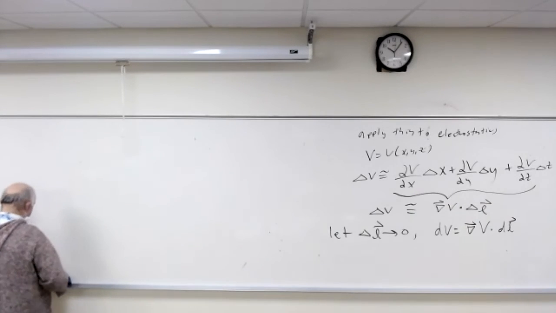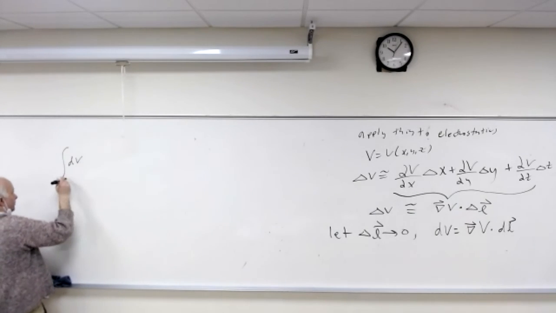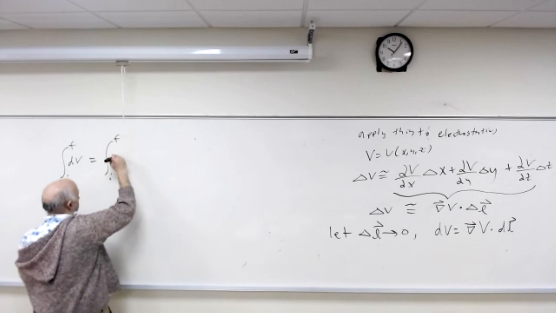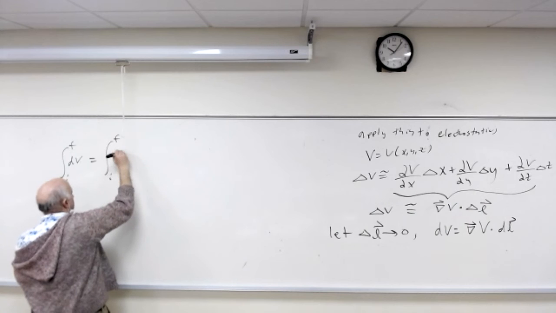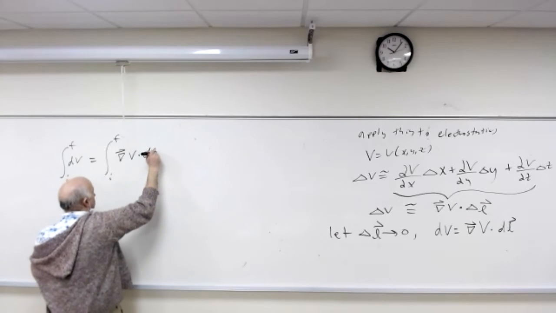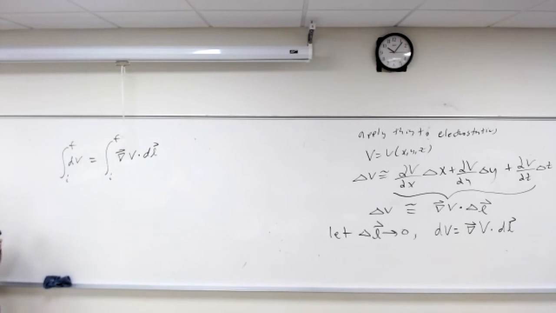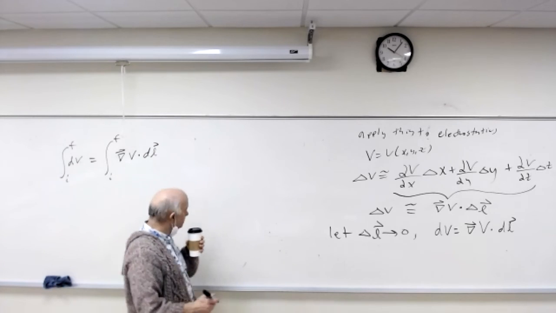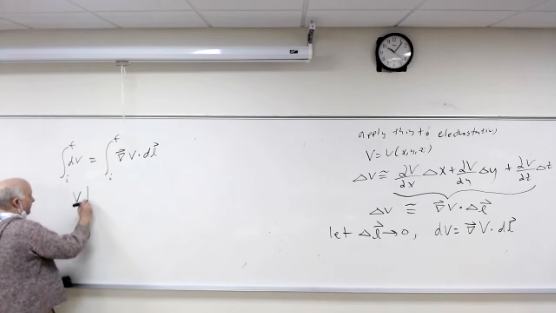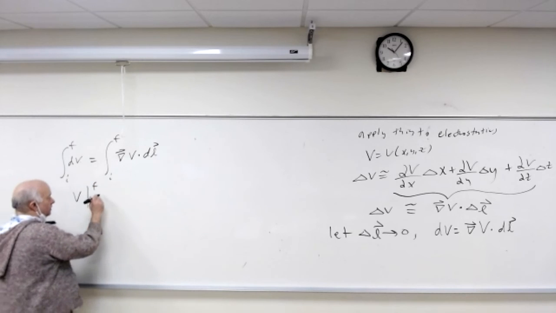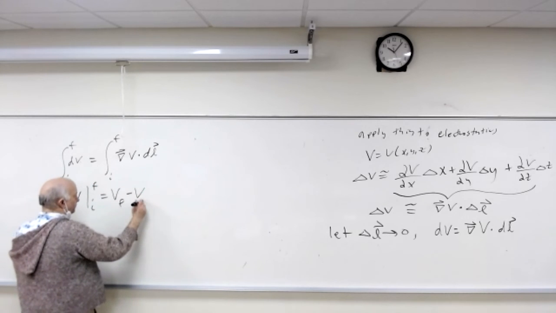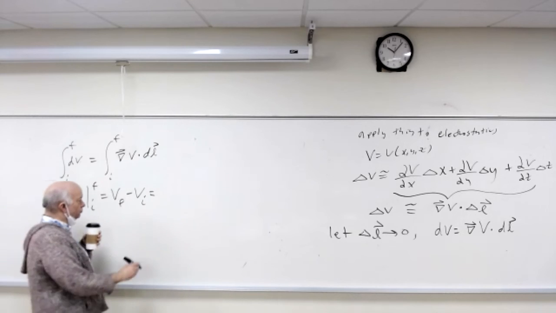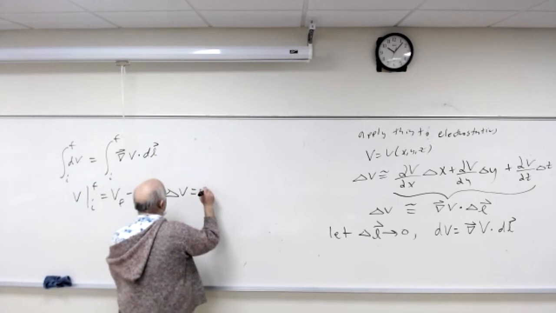So now let's integrate that guy from some initial to final spot. What would this give me? What's the integral of dV? V. And if I'm evaluating this from some initial to final spot, this is V final minus V initial. Does that have a name? Voltage difference. That's your voltage difference. That's going to be this guy here.